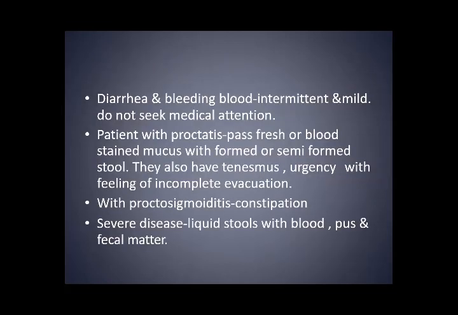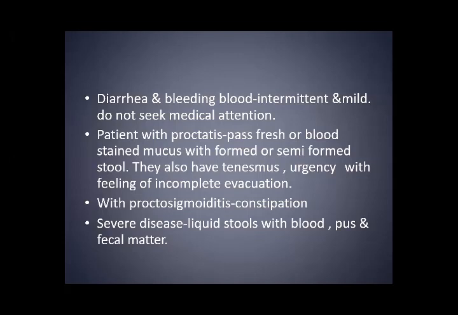Diarrhea and bleeding per rectum may be intermittent and mild, and the patient may ignore it. But once the patient has proctitis, they pass fresh or blood-stained mucoid stools, and they will have tenesmus, urgency, and a feeling of incomplete evacuation. So proctitis will usually present like this. The patient will say, I have very bad pain and tenesmus before defecation, and I have to rush to the washroom to pass my stool, with urgency and a feeling of incomplete evacuation because of the inflammatory process and the inflamed gut.